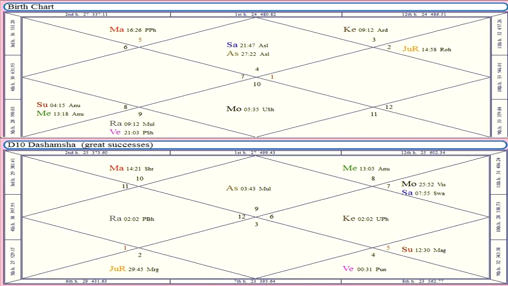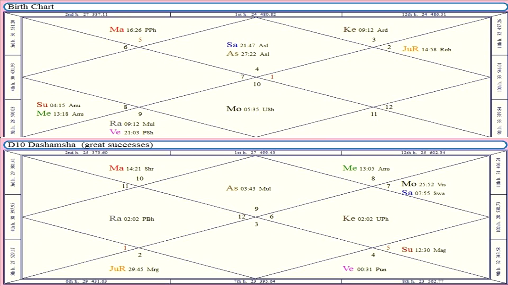I will make you understand with an example. Just look at the screen right now. On your screen you are able to see that there are two charts of the same person. The above figure is the main birth chart, and the one below is the D10 chart of the same person.